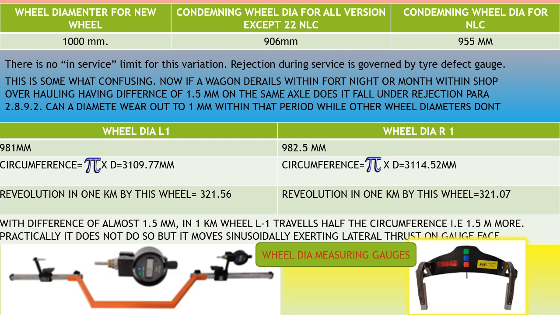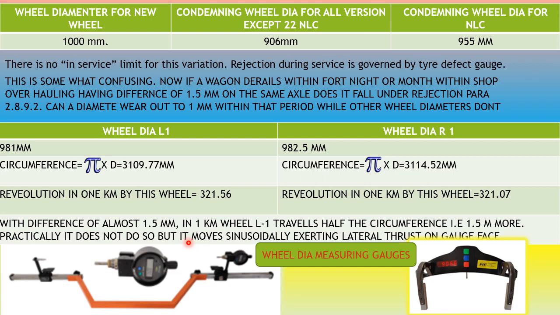And even if we calculate with 1.5 mm of difference, I have shown here, considering one wheel as 981 and the other 982.5, this is the circumference we get. And if we work out the revolutions made by each wheel in 1 kilometer length, the difference comes to around half a circumference, that is 1.5 meters. Normally a wheel does not travel that way because it is bound to a common axle. But this sort of wheel diameter difference induces a sinusoidal motion in the wheel movement as it moves from higher to lower, and then again when it gets a thrust from that side, it comes back.